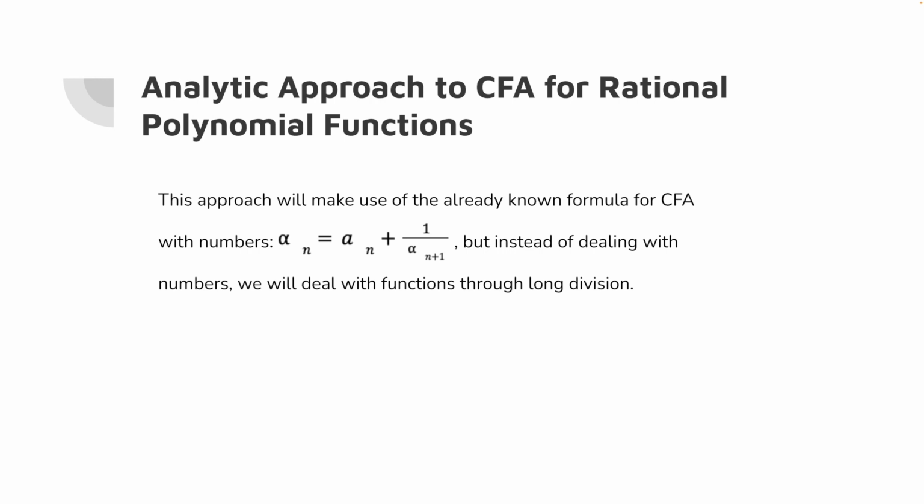Now we're going to move on to the analytic approach to CFA for rational polynomial functions. We're going to make use of the formula used for the analytic approach with numbers, which is alpha_n equals a_n plus 1 over alpha_{n+1}. But instead of dealing with numbers, we're going to deal with functions through long division.